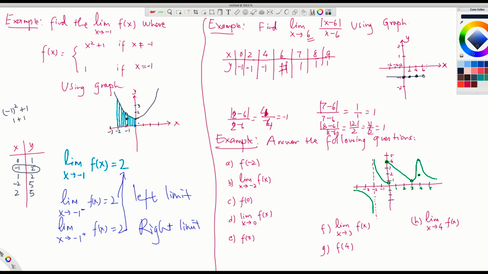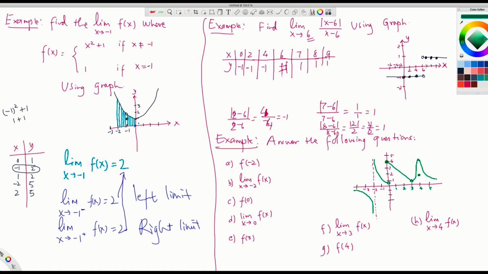Now at 7, 8, 9, you see the positive 1, positive 1, positive 1, right? And then when you draw the graph at 6 again, at 6 there is an open circle. See, at 6 the function is not defined, but to find out the limit we don't care whether at 6 the function is defined or not, because we are trying to find out the limit. At that point it may be defined or not defined, but we'll look at the height of the function close to 6.